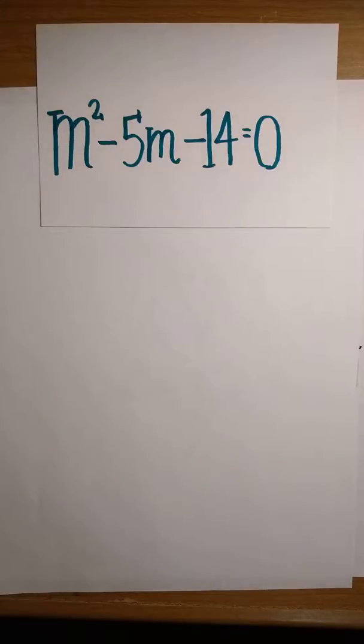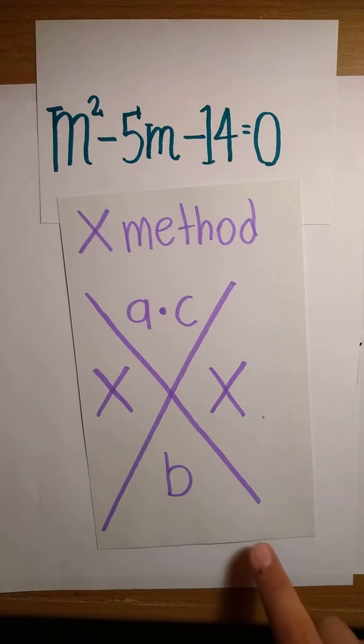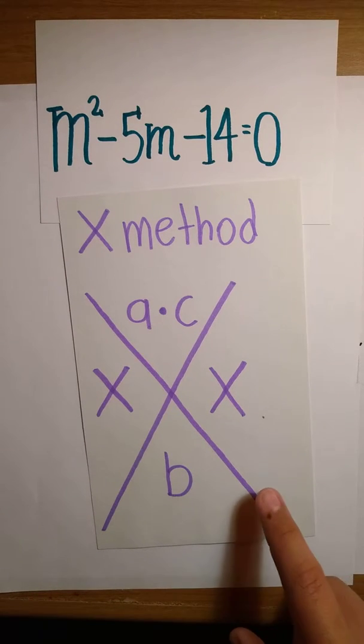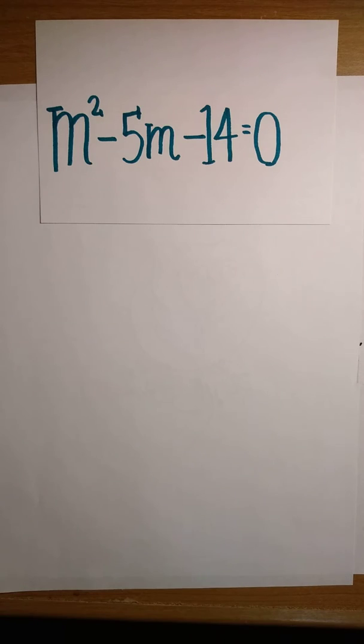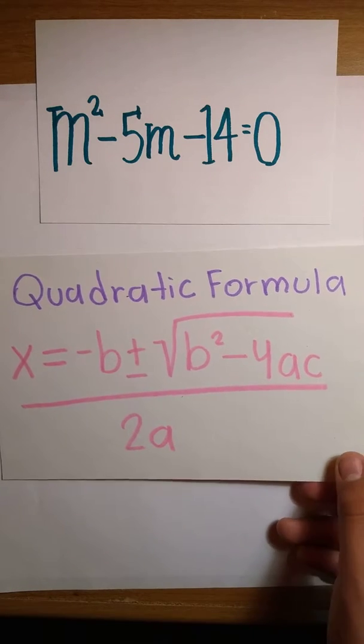Question 1. M squared minus 5m minus 14 equals 0. In this equation, we're trying to figure out what x is, or in this case, m. There are two ways to figure out what m is: either using the x method, which is simpler but doesn't work every single time, or the quadratic formula, which works 100% of the time but just takes longer to do.